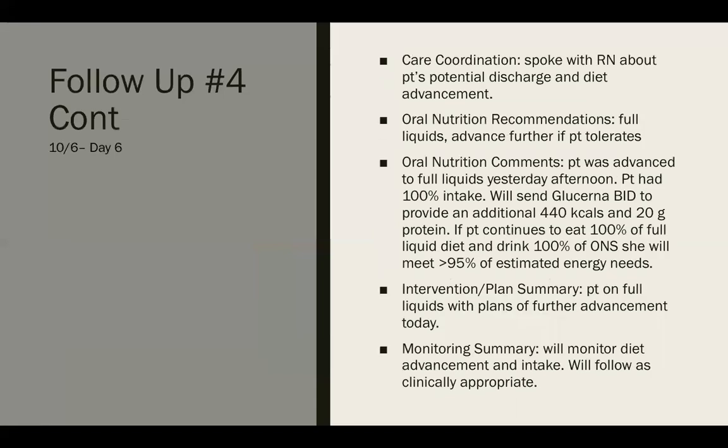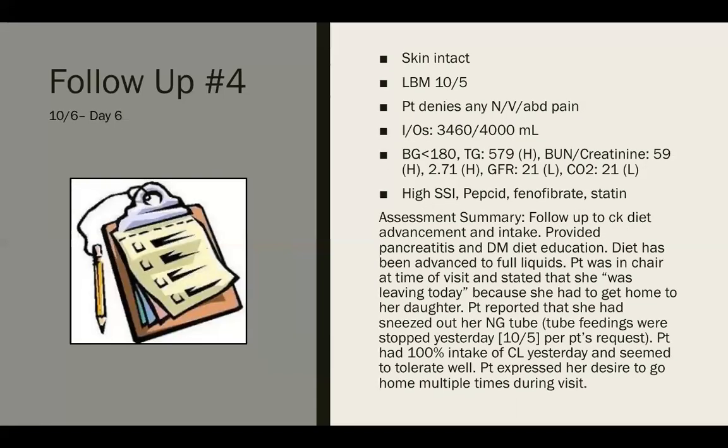And that made the education a little bit hard to give because she was so wrapped up in getting home to see her daughter, which is, of course, you understand that and you respect that. But she had mentioned that she had diabetes education a few times before, and she did have a good understanding of what carbs were, types of carbs, as well as serving sizes of carbs.